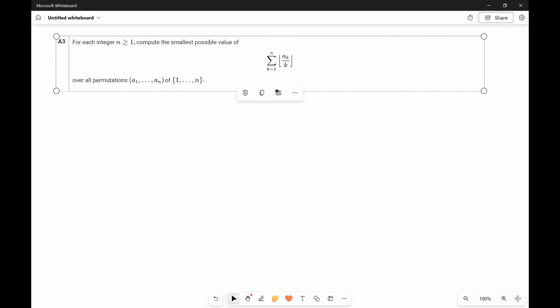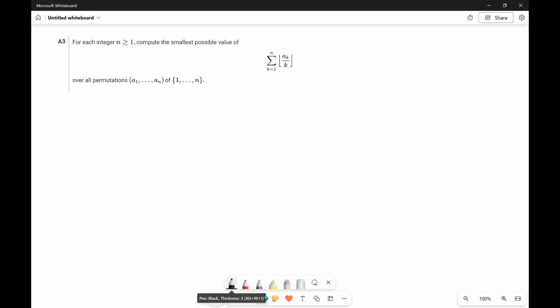For each integer n, compute the smallest possible value of the sum from k equals 1 to n of the floor of ak over k, over all permutations a1 through an of 1 through n. So let's experiment a bit. What happens if ak is equal to k for all k?